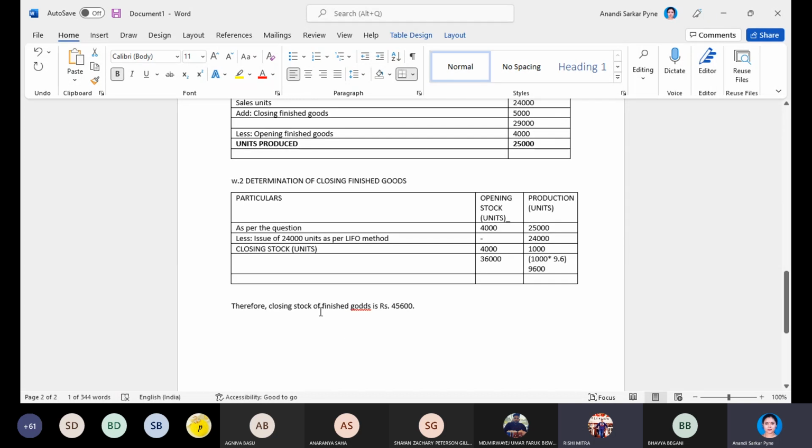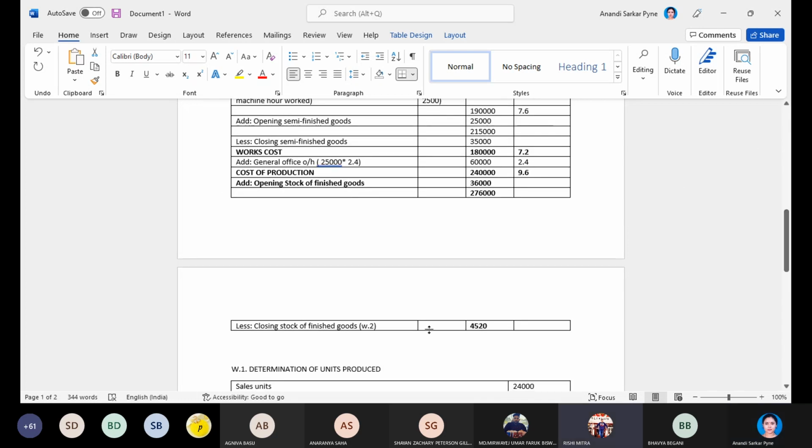So the total closing stock, that is the closing finished goods, the goods at the end of that month, is 36,000 plus 9,600, which is 45,600. Am I clear? Yes, ma'am, it's clear. Yes, ma'am. 45,600.